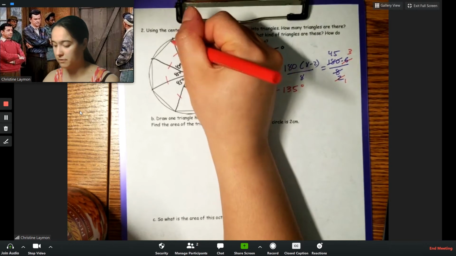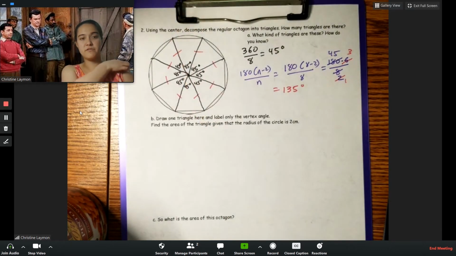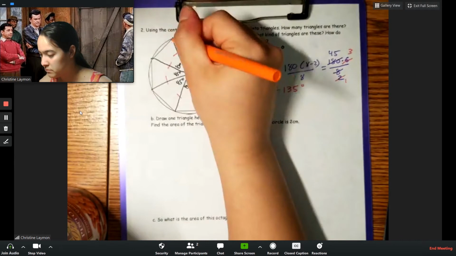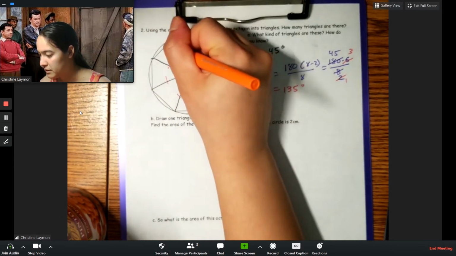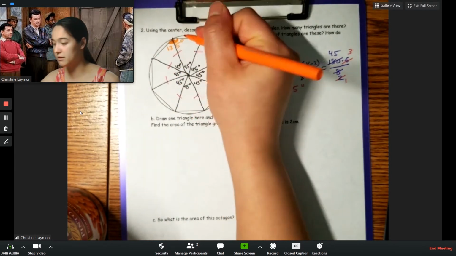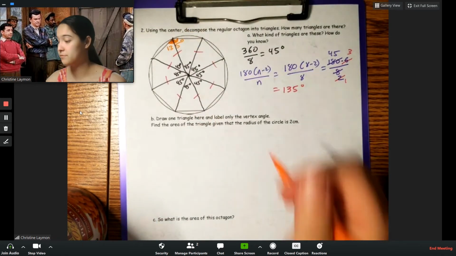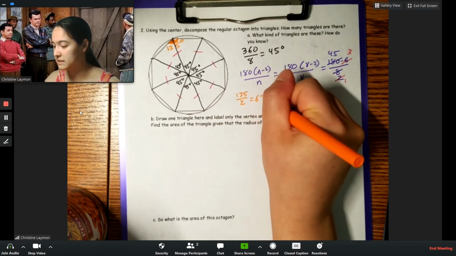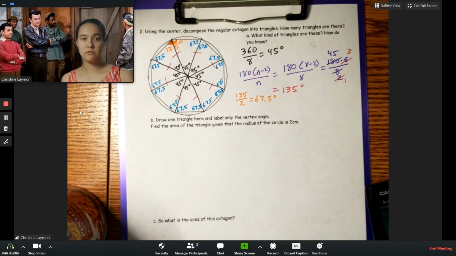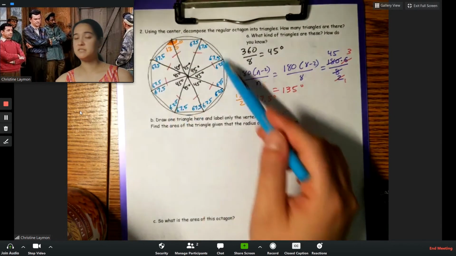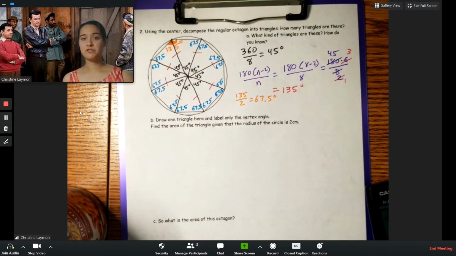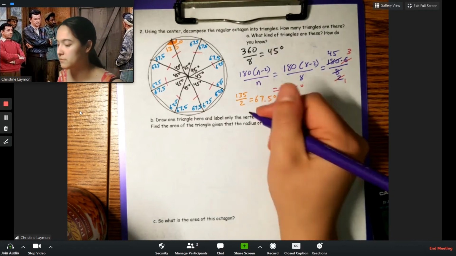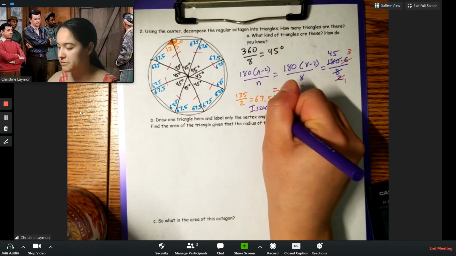So again, what we just found, let me switch colors here. We just found that one angle, like this entirety of this angle here, is 135 degrees. Let's go ahead and cut that in half. So 135 divided by 2 is 67.5 degrees. Okay, so all of these are 67.5 degrees. And again, their actual question was, what kind of triangles are there? So we have 8 triangles, and their type is just isosceles. They're not equilateral. So these are isosceles.